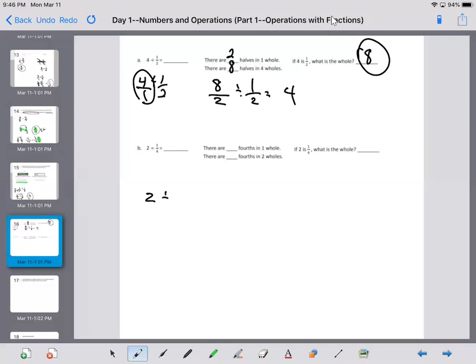And then if we've got 2 divided by 1/4, we're just seeing how many fourths are in 1 whole, and that would be 4. So how many fourths are in 2 wholes, and that would be 8. So we'd have 8 fourths divided by 1/4. So we would get 8. So if 2 is a fourth, then the whole would be 8.